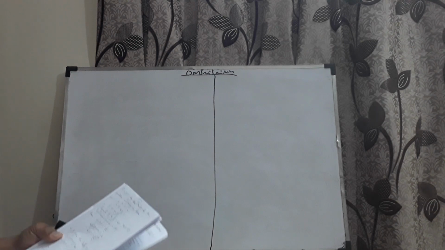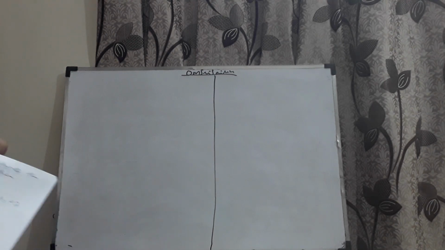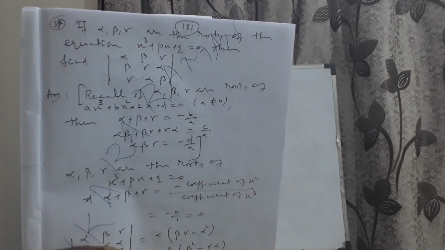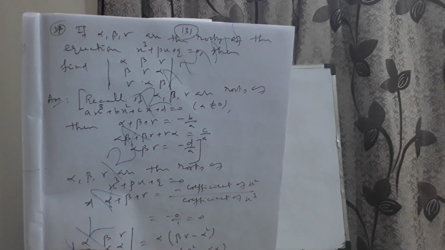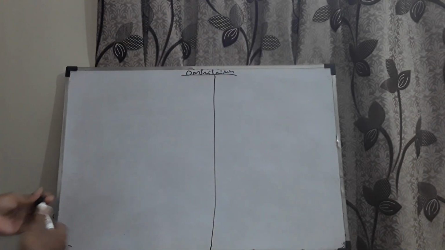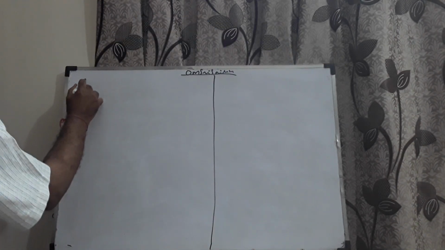The first problem meant for today goes like this: if alpha, beta, gamma are the roots of the equation x cube plus px plus q is equal to 0, then find the determinant. First row alpha, beta, gamma, second row beta, gamma, alpha, third row gamma, alpha, beta. This is the question, just see. Before going into the details, just see the rule.